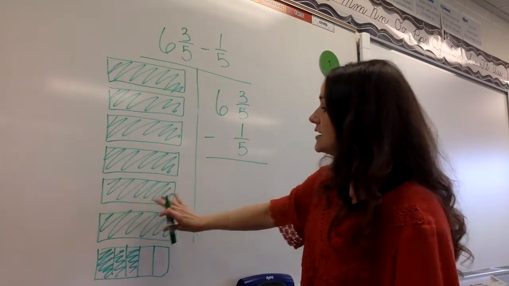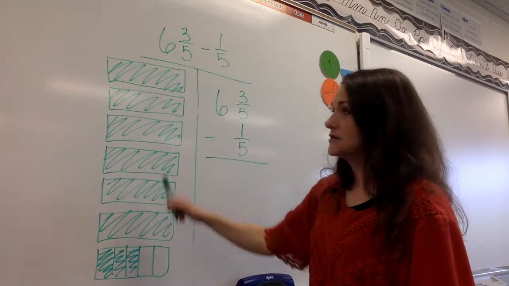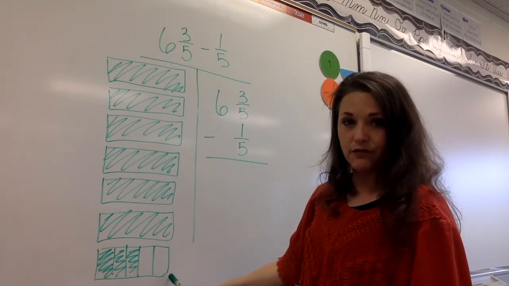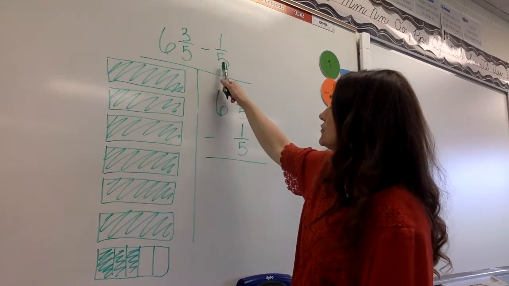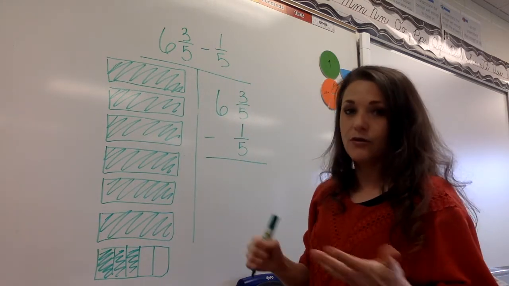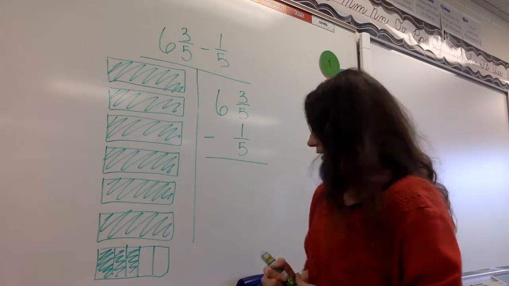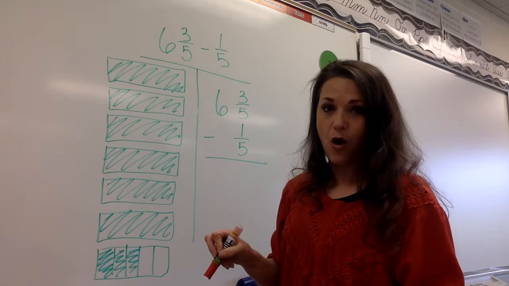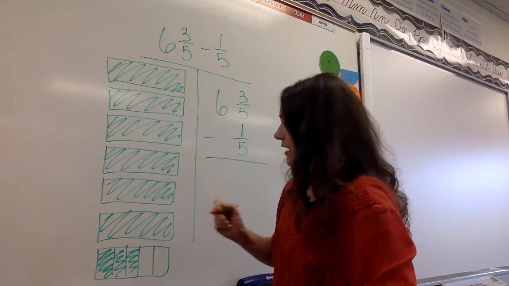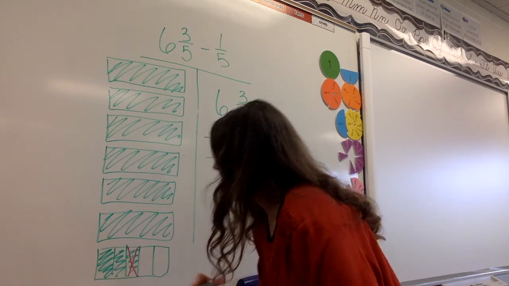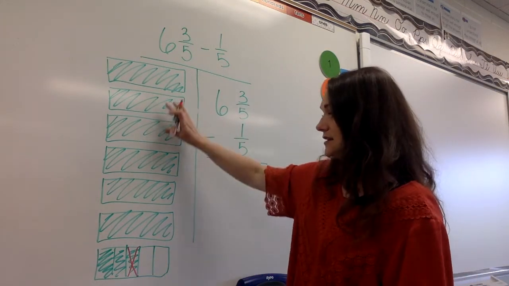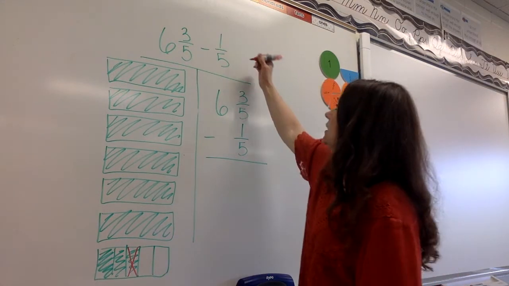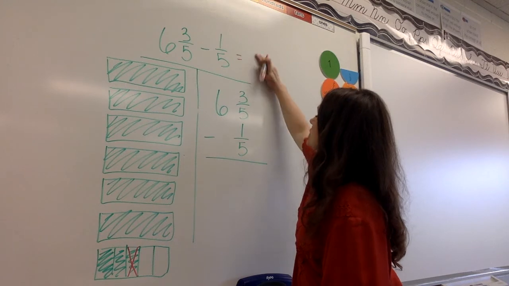So we have 6 and 3/5. So I have 1, 2, 3, 4, 5, 6 whole and 3/5 down here. And I want to subtract this 1/5. So in my picture, how could I make that look by subtracting it? Well, subtracting is taking off, so I'm going to just X off that 1/5. So I can X this off, and now I can easily see that I still have 6, but now I just have 2/5 left over. So we have 6 and 2/5.